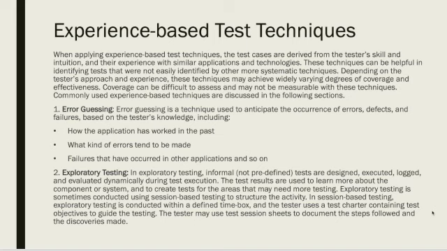Error guessing is a technique used to anticipate the occurrence of errors. You have already used that kind of system, you already know how that kind of application will work, so you already anticipate that this particular area is prone to errors, defects and failures. So it is based on the tester's knowledge, including how the application has worked in the past, what kind of errors tend to be made, failures that have occurred in other applications, and so on.